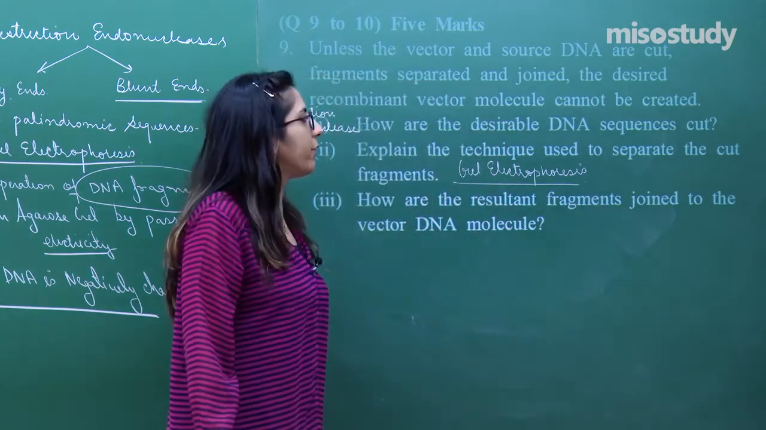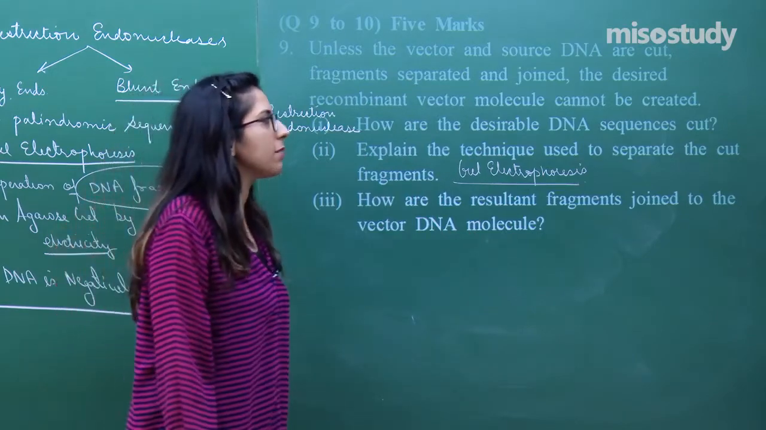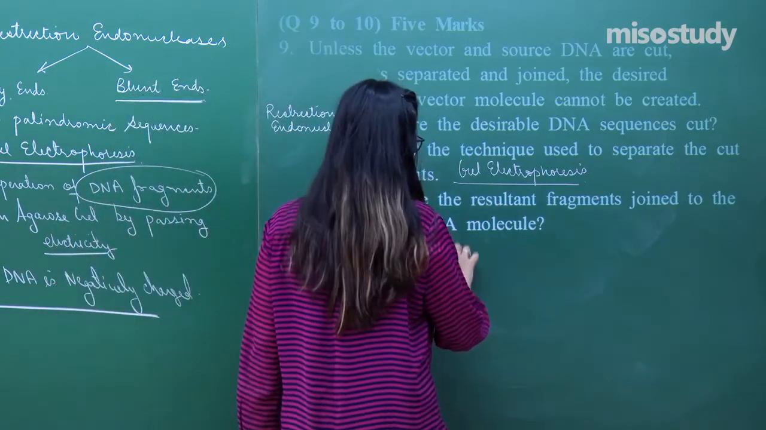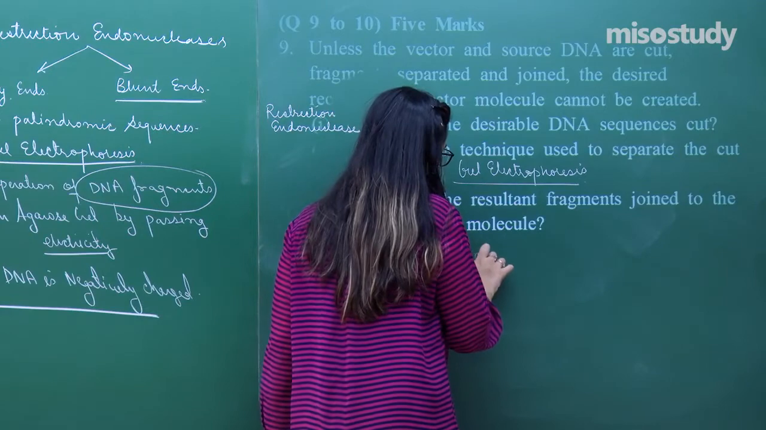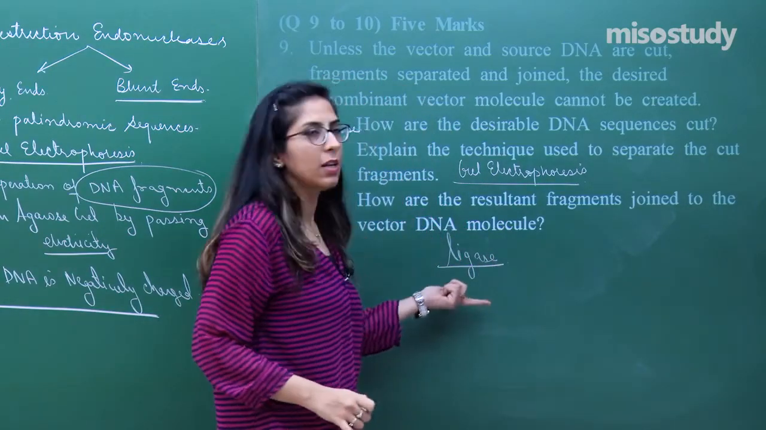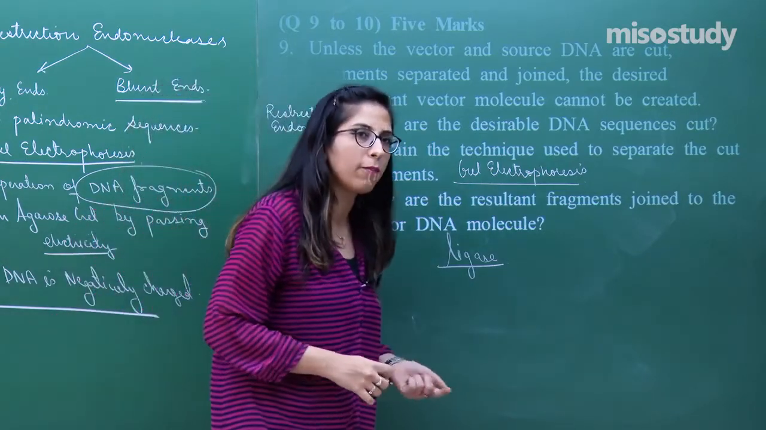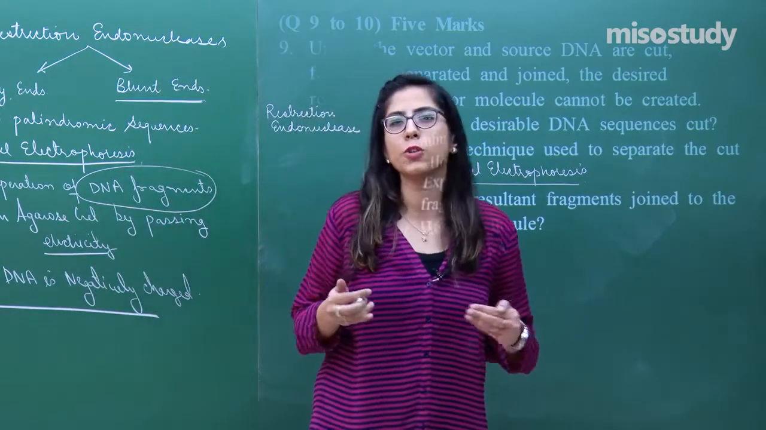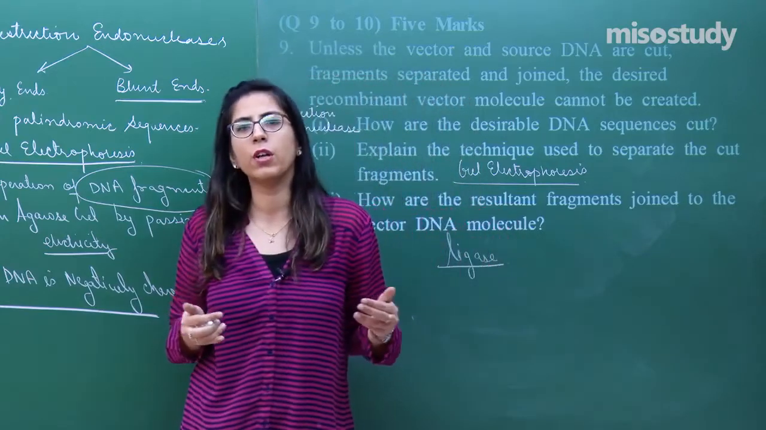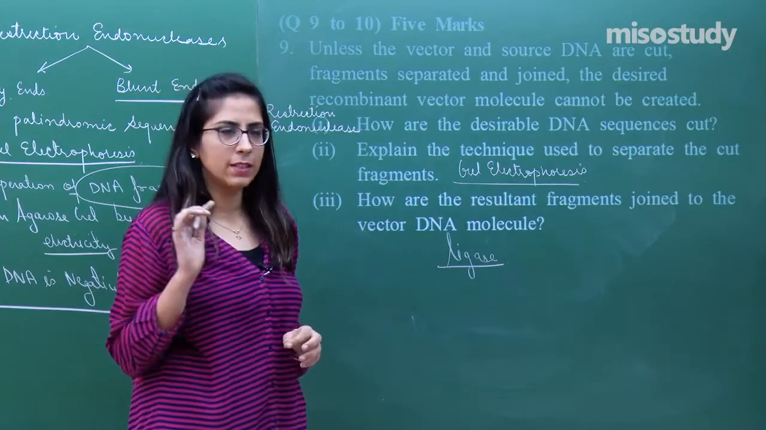How are the resultant fragments joined to the vector DNA molecule? Definitely they will require some enzyme, and in this case the enzyme required is called ligase. So this is not enough for 5 marks, you have to explain about this procedure. Regarding the ligase, we have discussed it. What does it do? It makes a phosphodiester bond. It joins the sugar phosphate linkage. A phosphodiester bond is formed, and you have to explain each of these in detail.